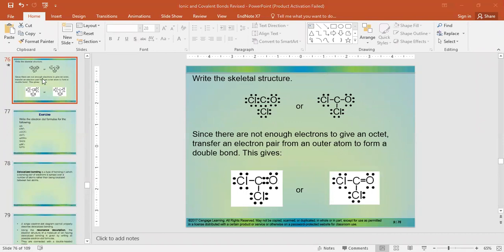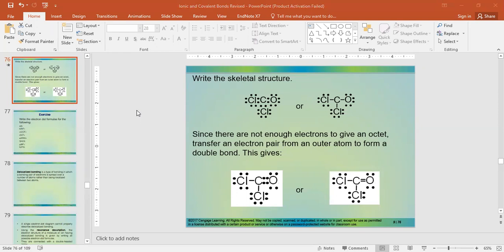Yes, so my view is that chlorine needs 1 electron to become stable, and oxygen needs 2 electrons. That's why oxygen will contribute 2 electrons and carbon also contributes 2. So that's the reason why the double bond is over there. And chlorine will contribute 1, and carbon also contributes 1. That's why the single bond is over there.